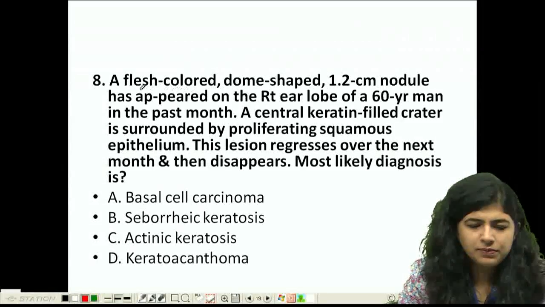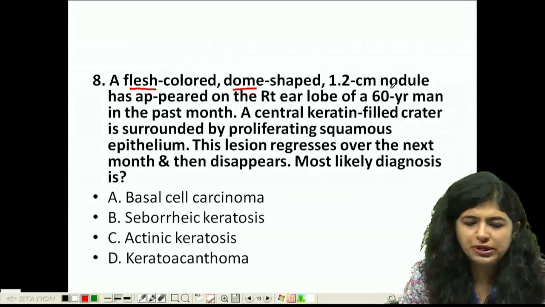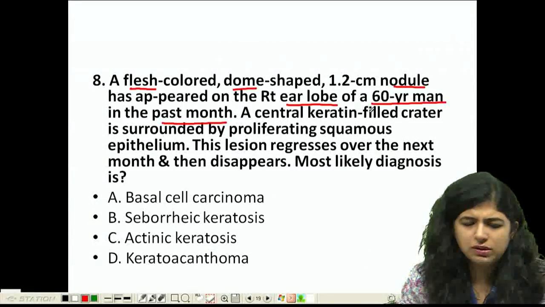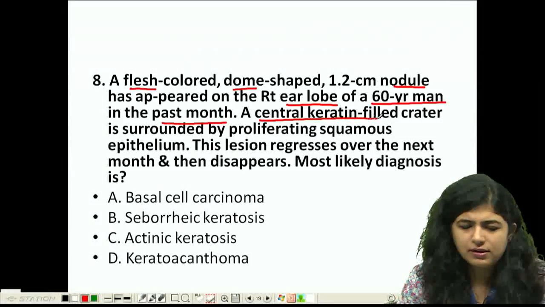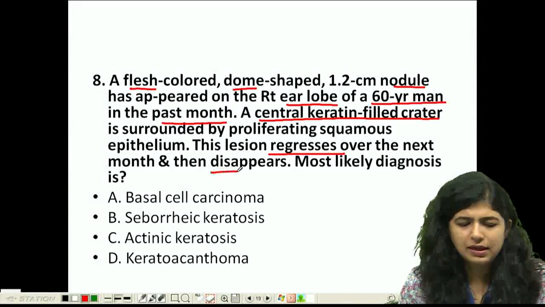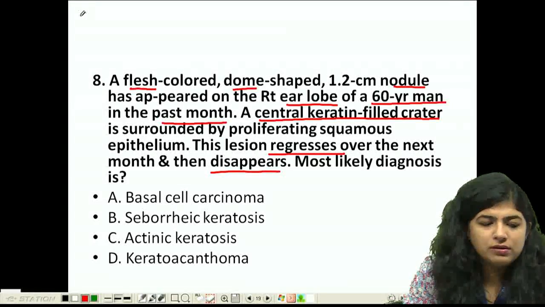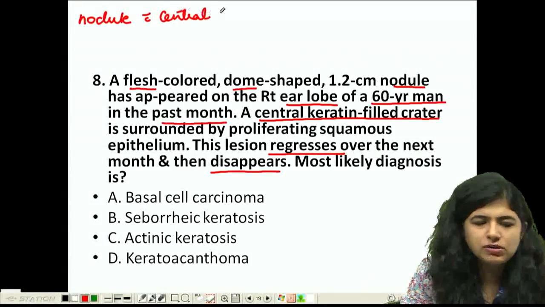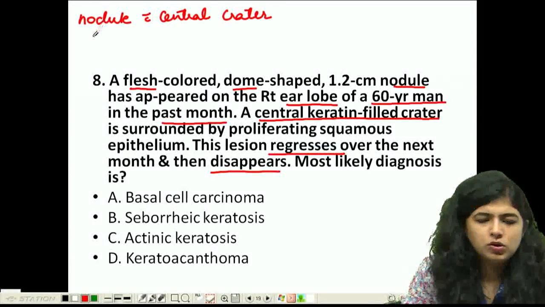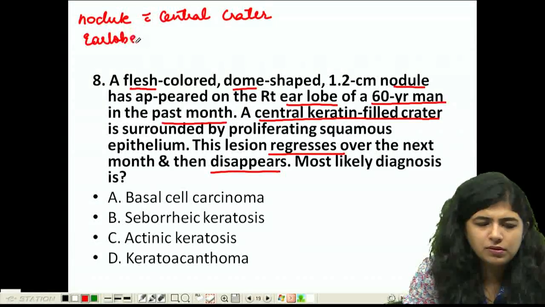So this is a flesh colored dome shaped nodule on the right earlobe of an elderly man, short duration, past 1 month, and you have a central keratin filled crater. The lesion is going to regress and then it disappears. So these are the important points. One, it is a nodule with central crater.